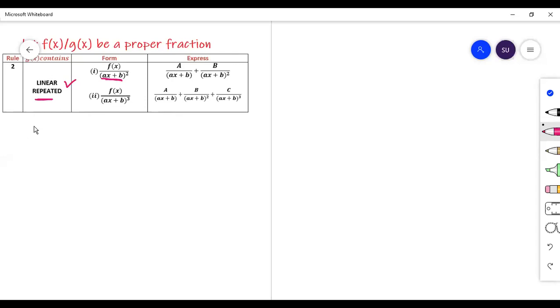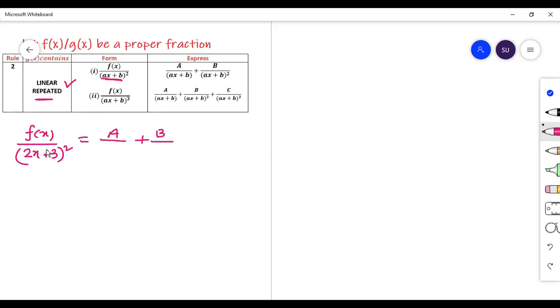For example, f of x divided by g of x is given, and in place of g of x, if I have something like 2x plus 3 whole square. So 2x plus 3 is a linear factor and it is repeated, that means two times. So in total we will get two terms, similar to the linear case, A by plus B by. In the linear non-repeated case, if we have two different factors we write A by first factor, B by second factor.